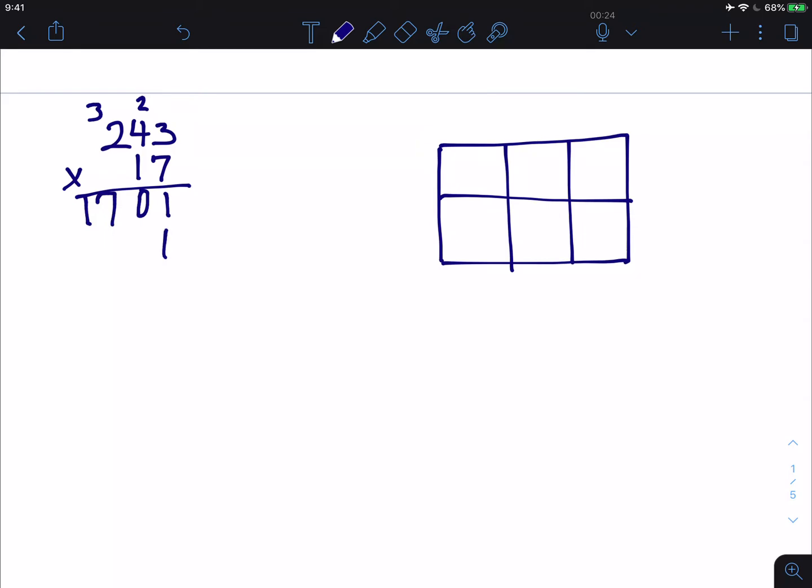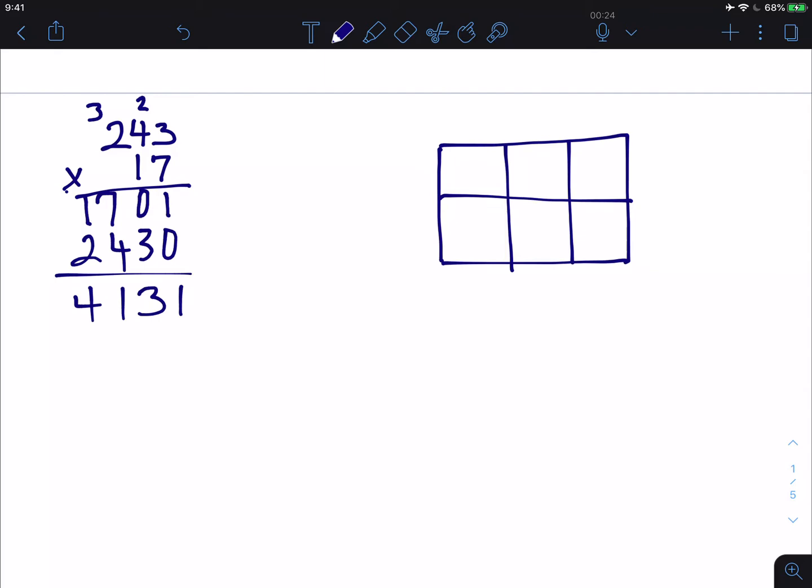And then you're going to do a placeholder. 3 times 1 is 3. 4 times 1 is 4. 2 times 1 is 2. And then you add. And you get 1, 3, 1, so it's 4,131. That's the way many of us learned how to multiply.